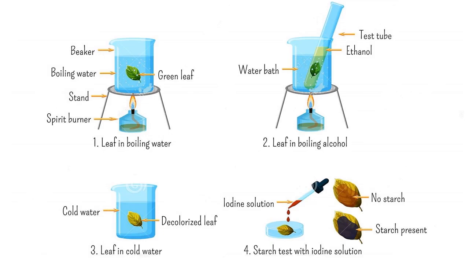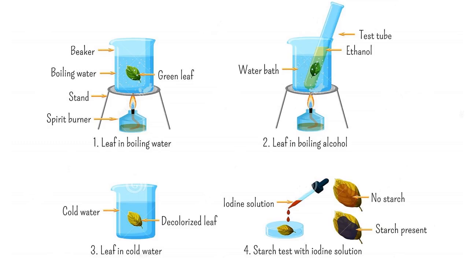Diagrammatically, let us now understand the steps to perform the iodine test. Starting with step number 1. Boiling of leaf in water. Step number 2. Boiling of leaf in alcohol. Alcohol is also known as ethanol. This step is carried out to decolorize or destain the chlorophyll.